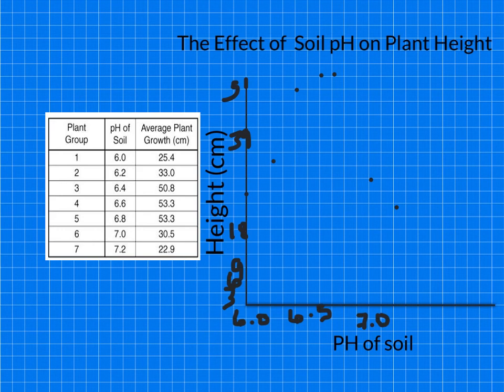So you would, let's say 7.2, go over to, here's 7.2, would be here. This would be my line, and then I'm going to go up to plant height to 22. So that's 3, 6, 9, 12, 15, 18, 21. So my dot should be right around in here.